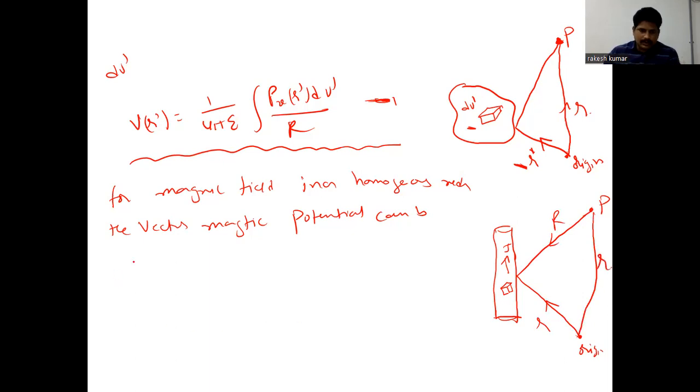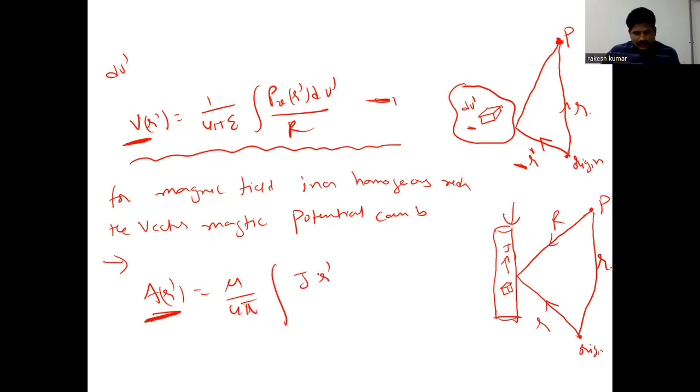Okay. So the vector magnetic potential due to this current element is represented with A of r dash. A stands for vector magnetic potential, and V stands for scalar potential. It is equal to mu by 4 pi into the integration of J of r dash into dV dash by r.